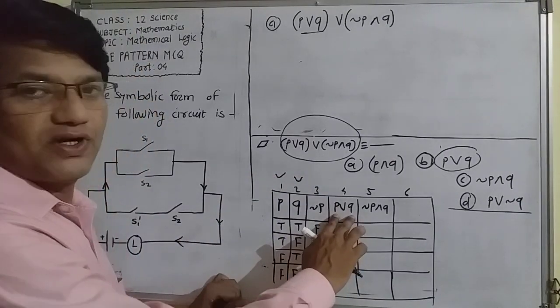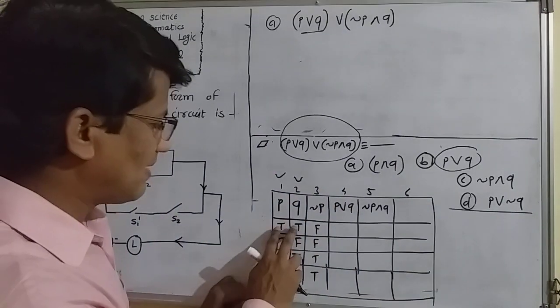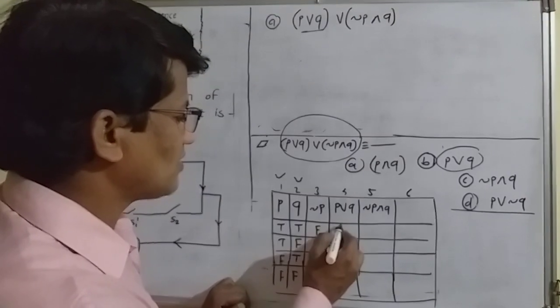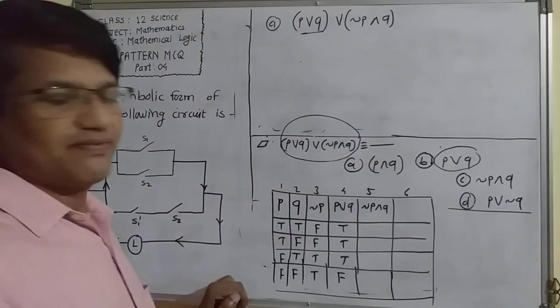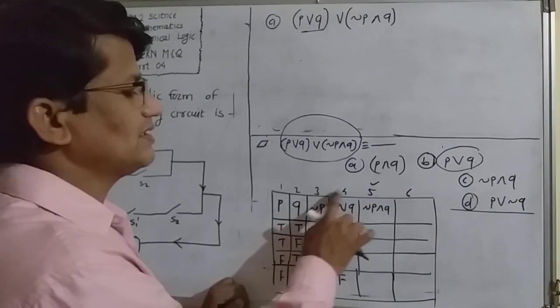And use OR. What is the result of OR? The result of OR is: if double F, it is F. Last F, it is F. Otherwise fill with all T. Okay. This is column number 5. This is column number 4. This is column number 5.